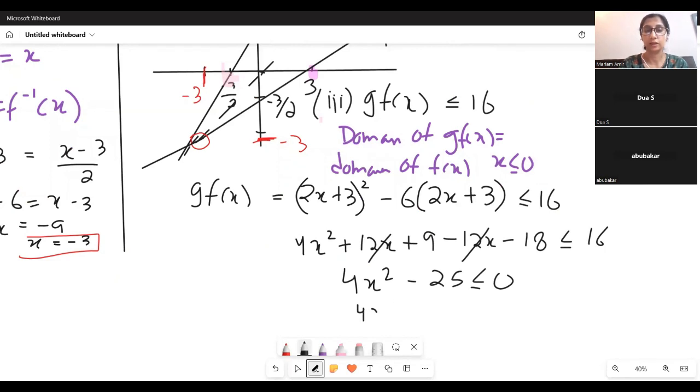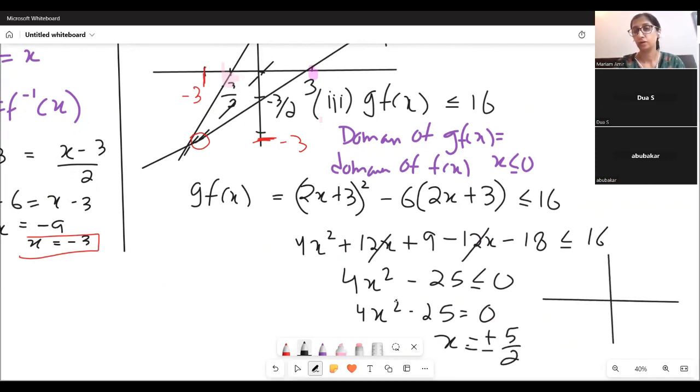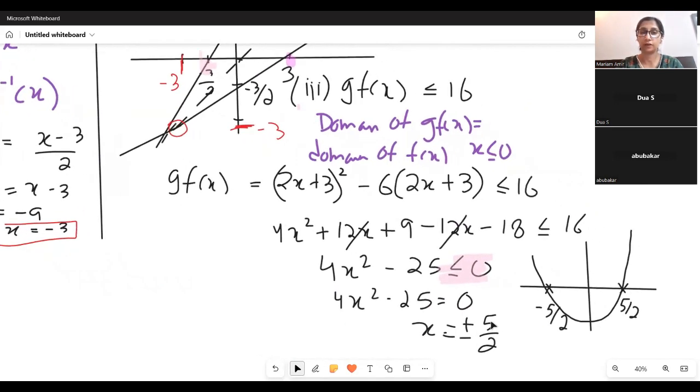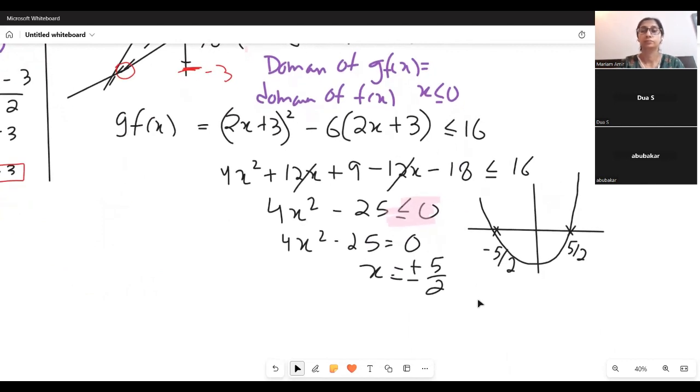Going to treat it as an equality and find critical values. x would be the square root of 25 by 4, which is plus minus 5 by 2. I'm going to sketch these: 5 by 2, minus 5 by 2. The graph looks like this, and it says less than or equal to 0. Now, do you remember, in the case of less than or equal to 0, what will be the final answer? Miss, will the graph be the upper one or the lower one? It is less than 0, so tell me, will the graph be the upper one or the lower one? Miss, the lower one.